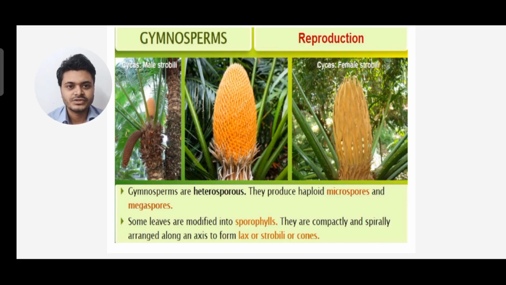So these gymnosperms are heterosporous in nature. Different types of spores are there. One is the male spore and the other the female spore. The male spore is called microspore and the female spore is called megaspore, and they both are haploid in nature. Some leaves get modified into the form of strobili. You can see the male strobili on the left hand side and the female strobili on the right hand side.